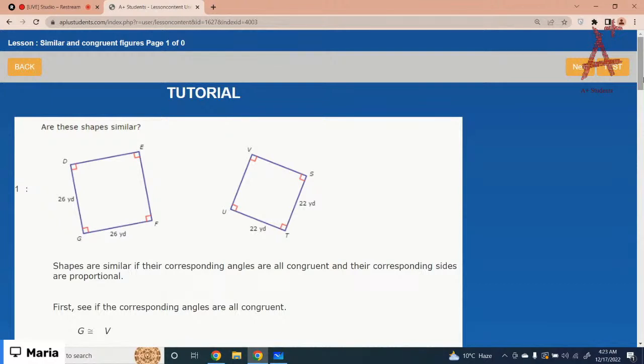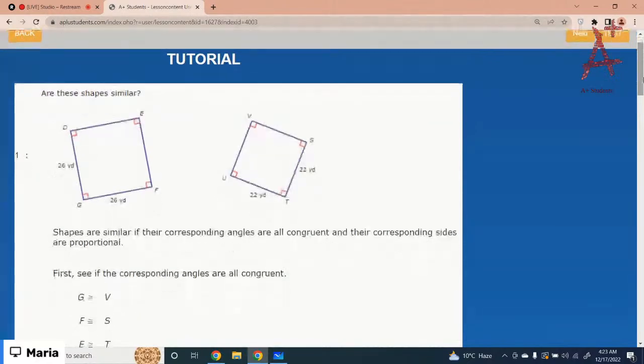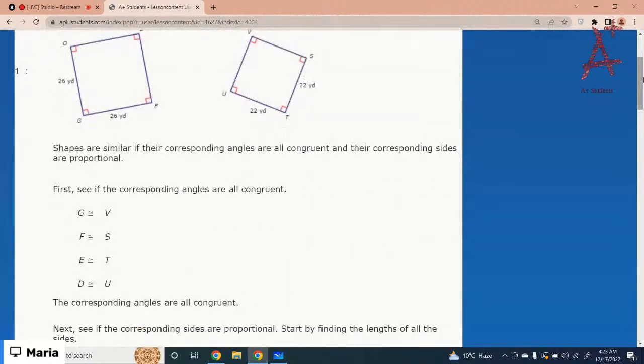They have corresponding angles that are all congruent and their corresponding sides are proportional. Got it? So let's see if all the angles are congruent in the figure. You can just compare all the angles: angle D and angle U, and if you rotate this image, angle F and angle S, angle G and angle V, and angle E and angle T. The shape has all four angles congruent.